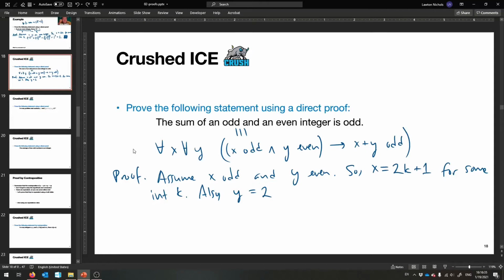Okay? y equals 2 times... what comes after k? L, that's hard to look at. It looks like a 1. m. y equals 2m for some integer m. So now, all we have to show is that x plus y is odd. And we can use the definition as well. So what we need to show to prove this theorem is that x plus y equals 2r plus 1 for some r.